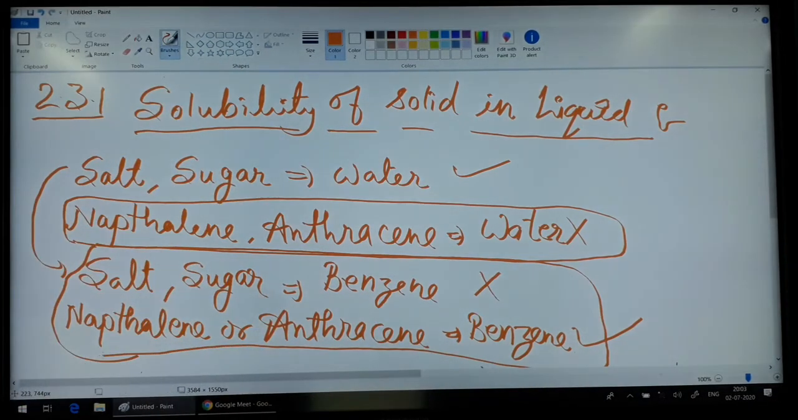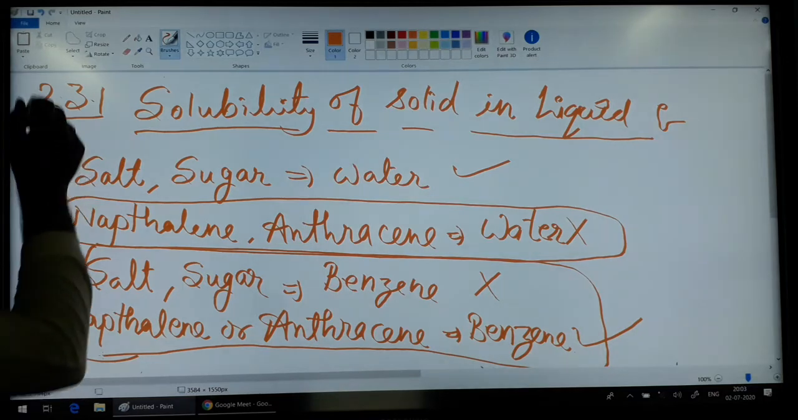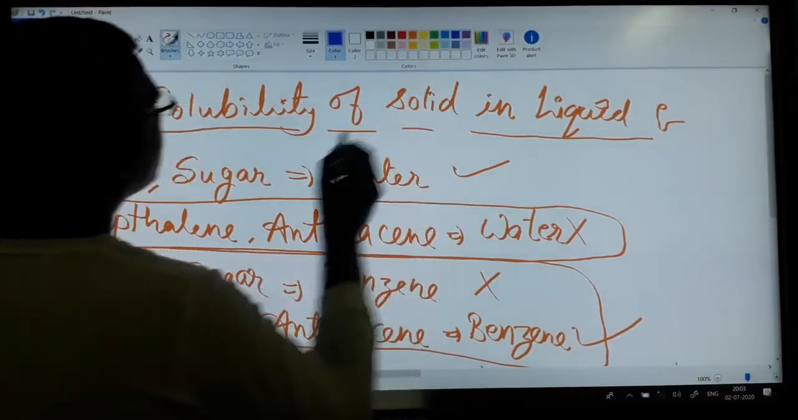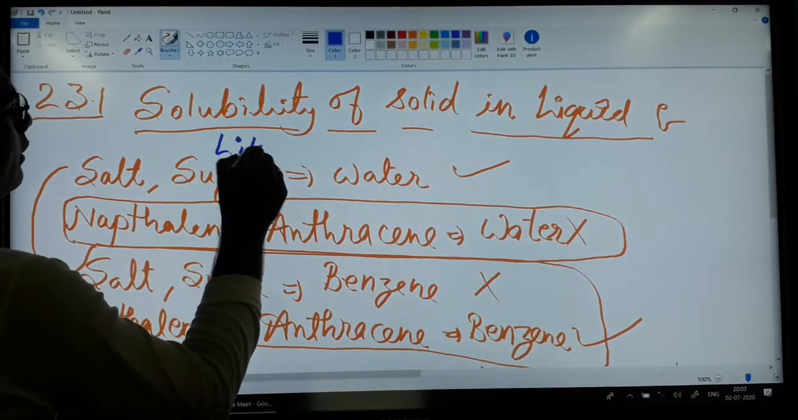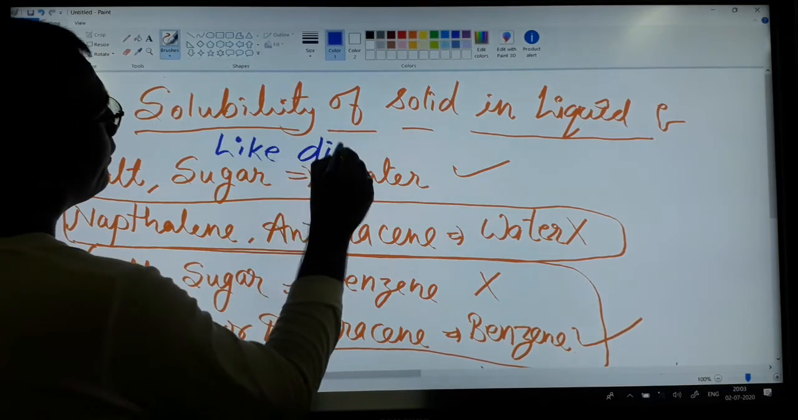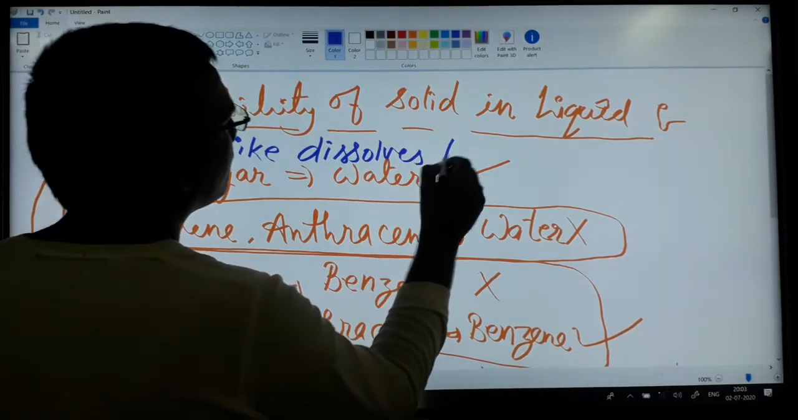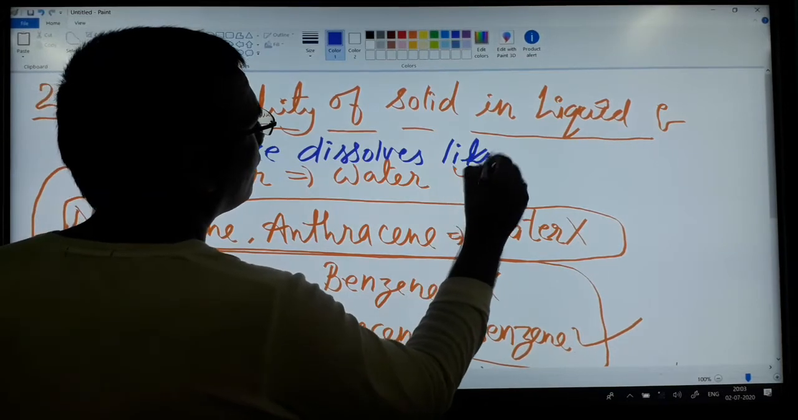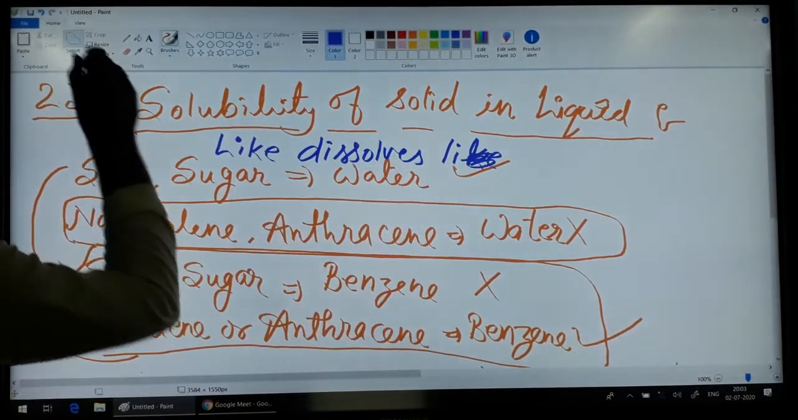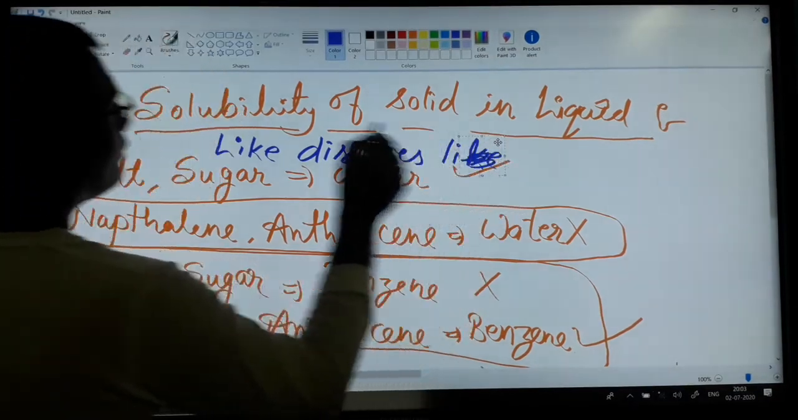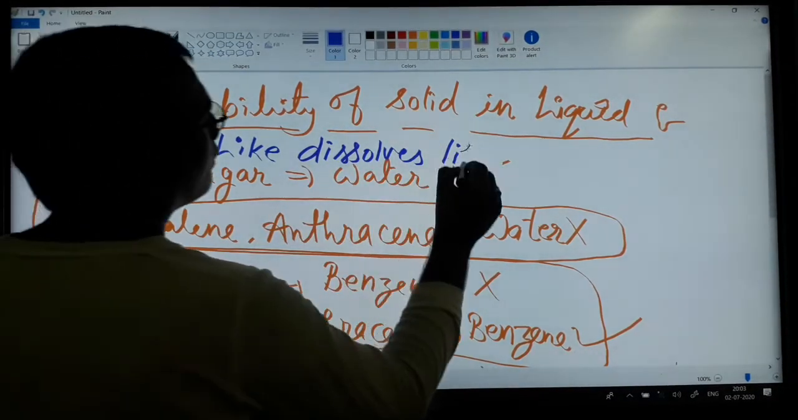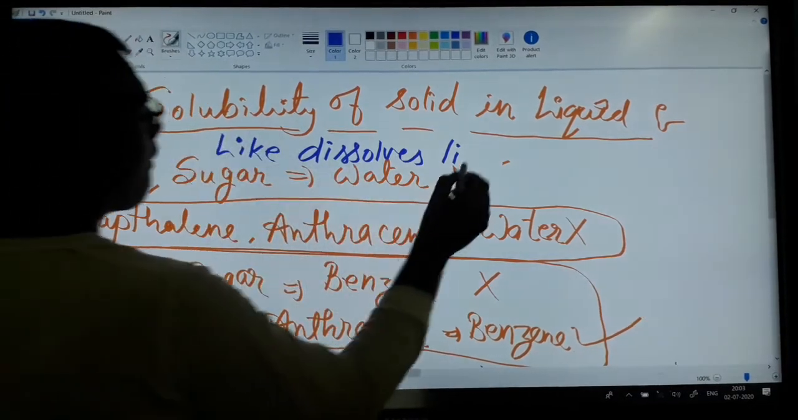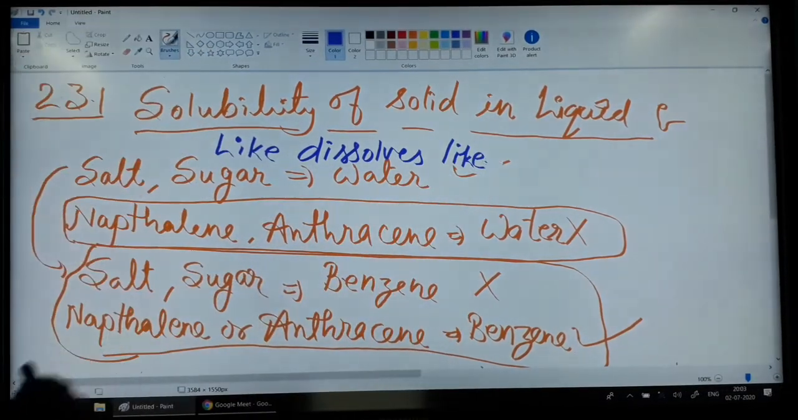What is that important concept? Only one important sentence is important here: like dissolves like. Now what is the meaning of this?